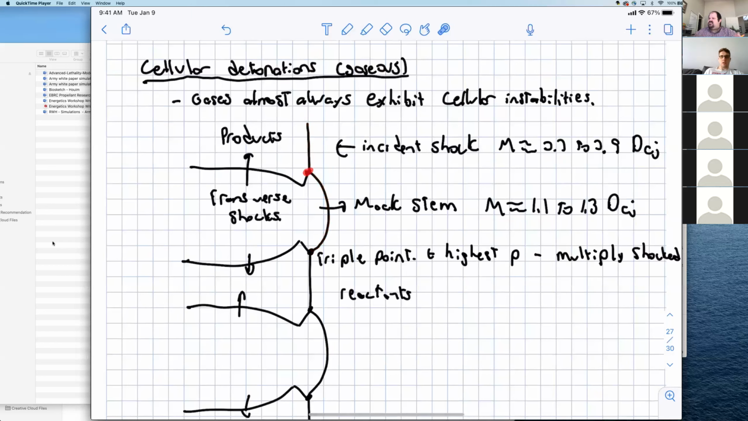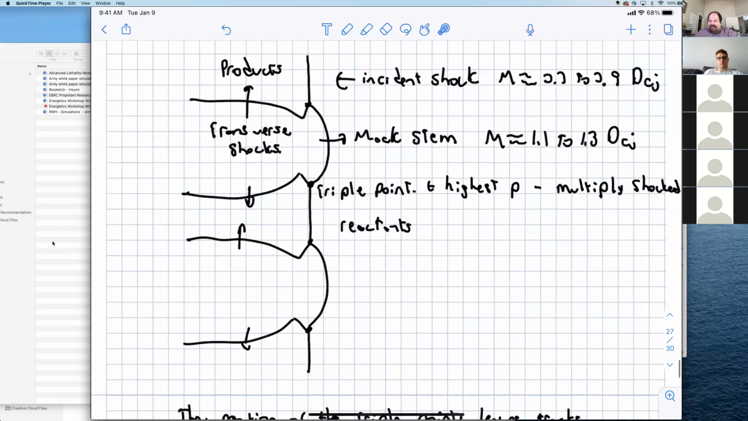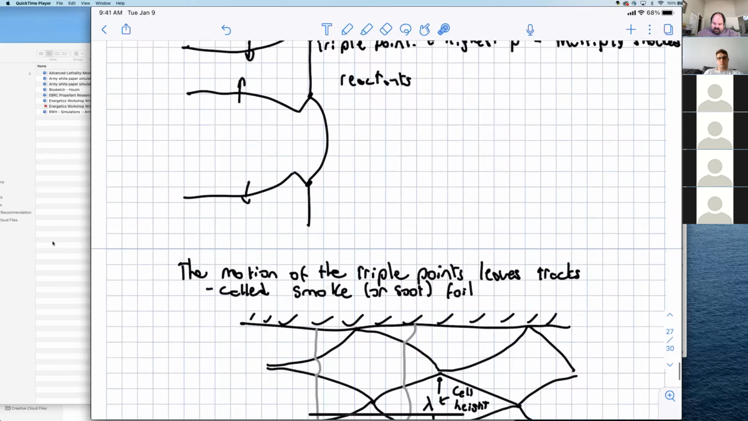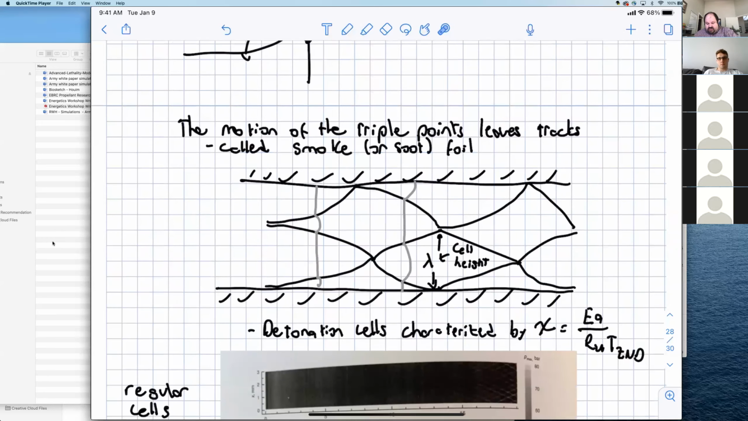And these are the things that scour the soot off the walls to make these soot foils. And then behind that, you have all these transverse shocks bouncing up and down. Okay, and so the gas dynamic structure here is very complex. It's very fascinating from a gas dynamics point of view, but I'm not going to get into the details of that in this class. And so, as I said before, the motion of the triple points leaves these tracks. These are called smoke or soot foils. And then they characterize either the detonation cell width, like this, or the detonation cell height.